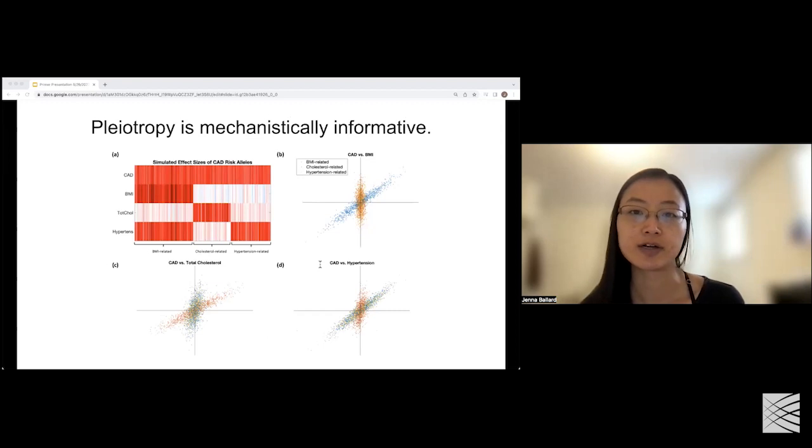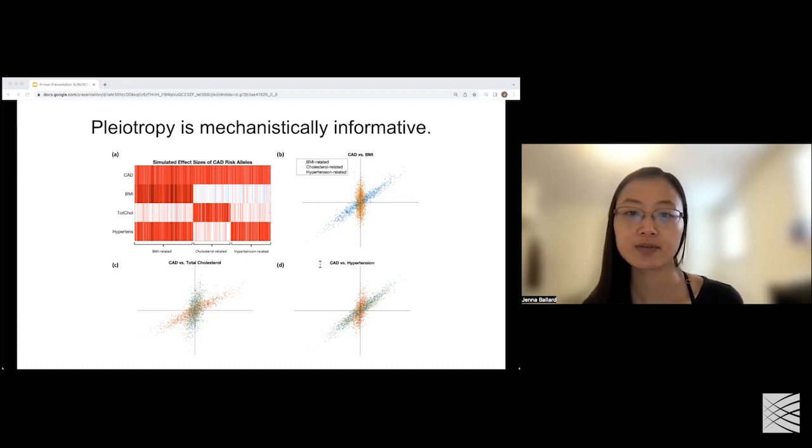We're interested in pleiotropy because it is mechanistically informative, allowing us to find clusters of SNPs with similar effects across multiple traits, pointing to shared pathways between those traits. For example, in the simulated data shown here, we can see clusters of SNPs that affect subsets of coronary-related traits, indicating potentially distinct mechanisms underlying BMI-related traits, cholesterol-related traits, and hypertension-related traits.